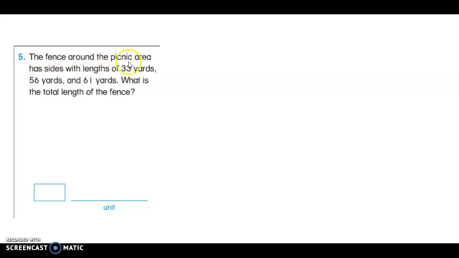The fence around the picnic area has sides with lengths of 33 yards, 56 yards, and 61 yards. What is the total length of the fence? Notice in this one I have 1, 2, 3 numbers. That means 1, 2, 3 sides. What shape has 3 sides? Underline that, sides.